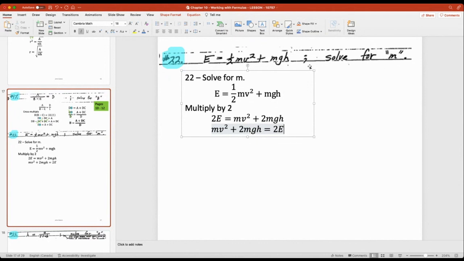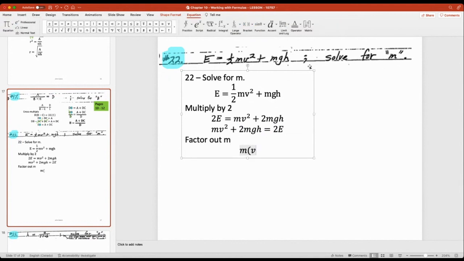So in this situation, m appears multiple times. What you want to do is find a way so that m appears only once. And the way that you can do that is by what's called factoring. So we're going to factor out an m.